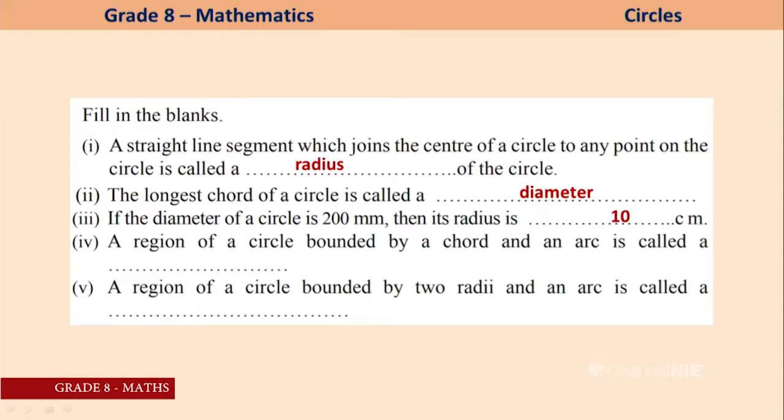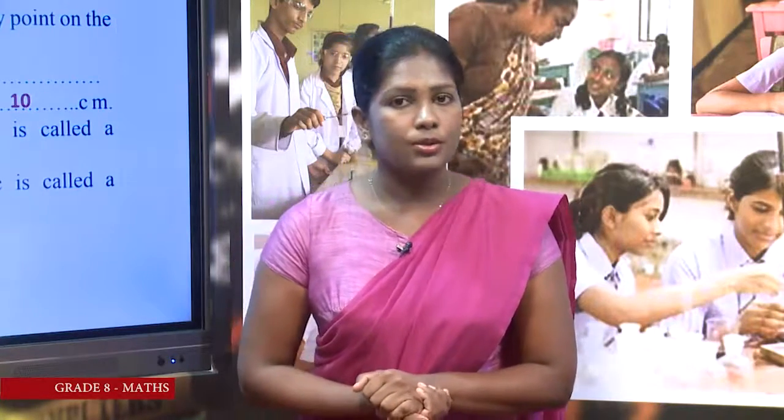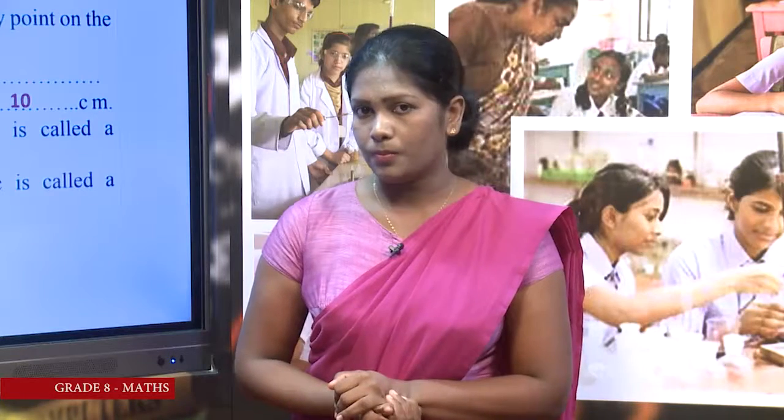Okay, next move to the next question. A region of a circle. Look at the question. A region of a circle bounded by a chord and an arc is called a segment of a circle. The last one. A region of a circle bounded by 2 radii and an arc is called a sector of a circle. Now, you know how to do the second question also.